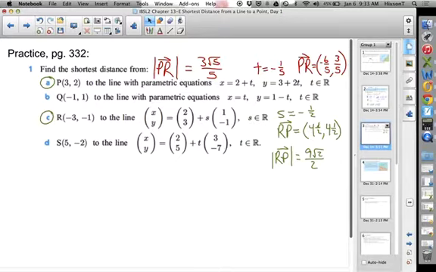Alright, I want to look at another application, and this is when we're not given an equation for a line. We have to come up with the equation first and then go through this process. And then also I want to explore a little bit with 3D vectors, okay? Well, let's start out here.